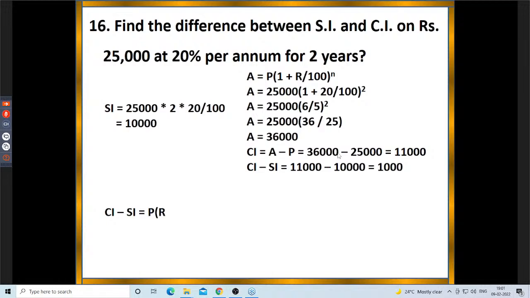Compound interest minus simple interest, direct formula if you want to apply. Method 2. Write down. Compound interest minus simple interest is equal to P into R by 100 whole square for 2 years. P value 25,000 and R value 20. This is another way. Within 5 seconds, you may get the answer.